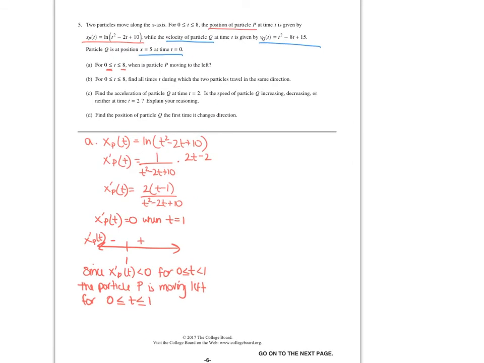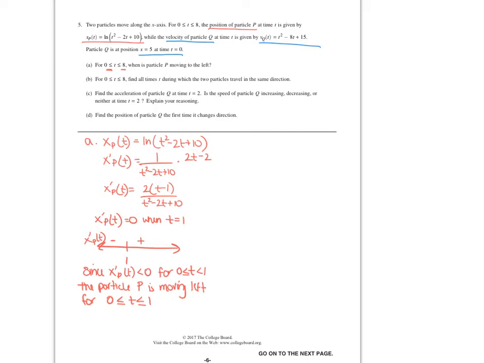Part B says for values between 0 and 8, including it, find all times during which the two particles travel the same direction, okay? So right now, we know that from 0 to 1, particle P is moving left, and from 1 to 8, particle P is moving to the right, okay? So we just have to figure out when particle Q is moving left and right.